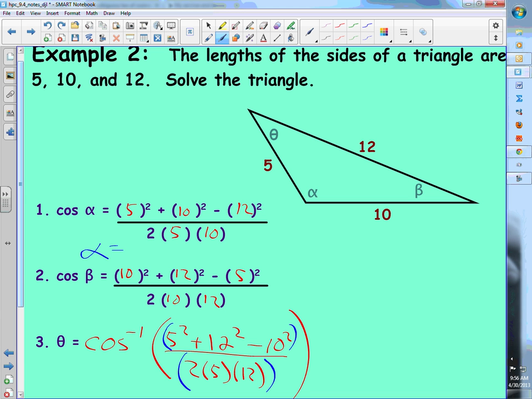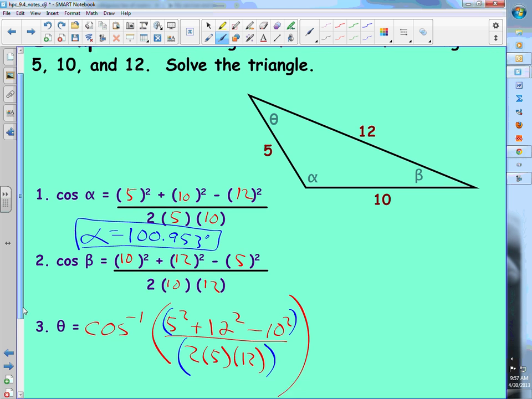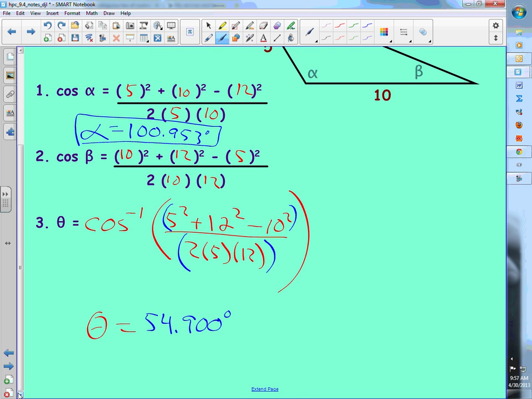When you do cos inverse of 5 squared plus 10 squared minus 12 squared over 2 times 5 times 10, what does that give you for alpha? 100.953 degrees. That's alpha. But watch what happens if we do law of sines after we do theta, and we do this wrong.